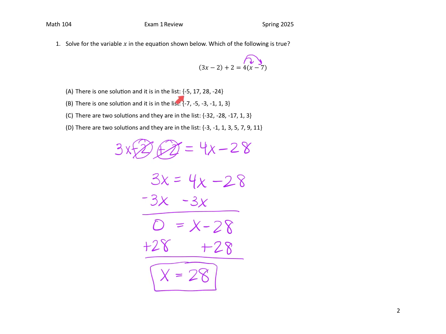Okay, so now I want to look through these lists. And first, I know that there's only one solution. So I can eliminate option C and option D because there's only one solution. And then I'm going to look in these lists for the 28, and here it is in part A. So A is the answer to this question.